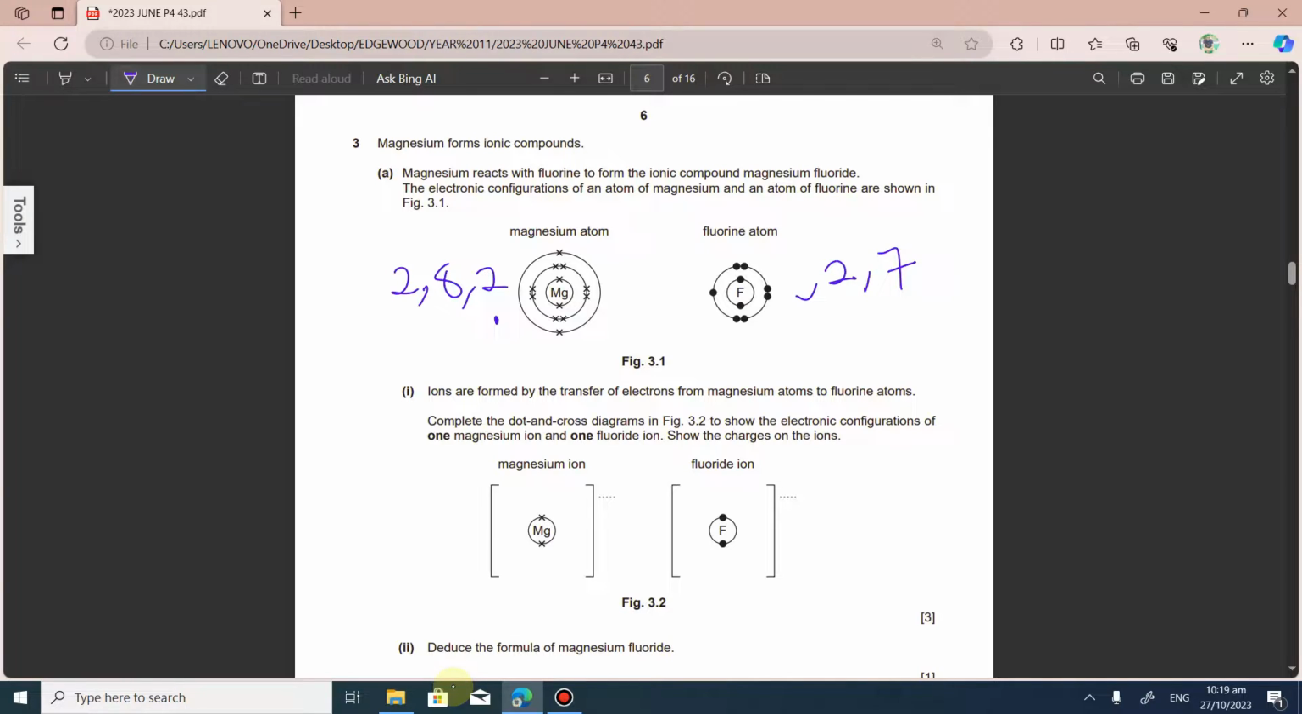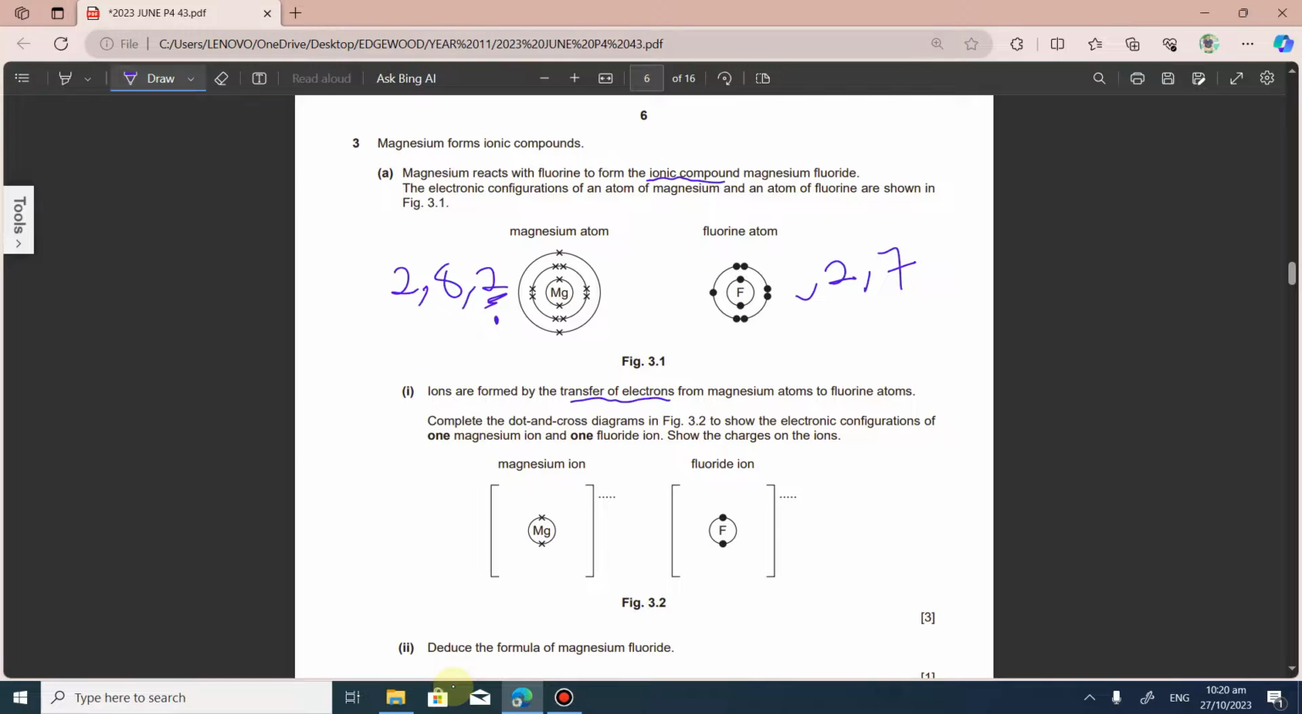Alright, so it says the ions are formed by transfer of electrons from magnesium atoms to fluorine atoms. Remember that it's an ionic compound, right? And of course, for it to be an ionic compound, there must be transfer of electrons from the metal to the non-metal. So we have to complete a dot and cross diagram in figure 3.2 to show the electronic configuration of one magnesium ion and one fluoride ion. So, and we are expected to show the charges on the ions. Now in this case, we expect magnesium to give out 2 electrons because it has 2 electrons in its outer shell. So what we are expected to draw is just one magnesium ion and one fluoride ion.